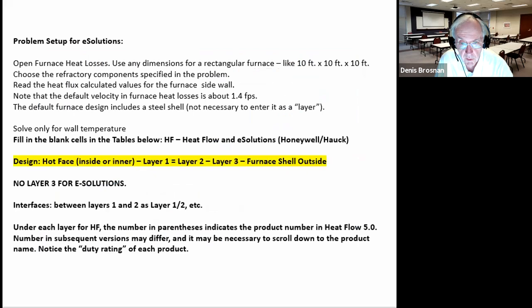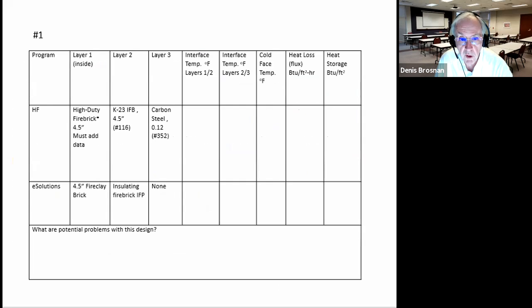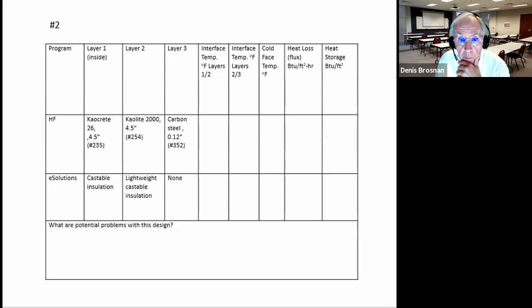Here's some information about the problem, and here's the problem. There's a number 1 problem using a fire brick lining with insulating fire brick backup, both with e-solutions and heat flow. Then we're going to do a problem where we use a refractory castable.